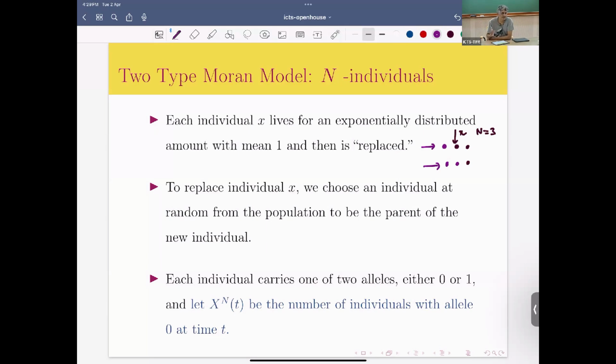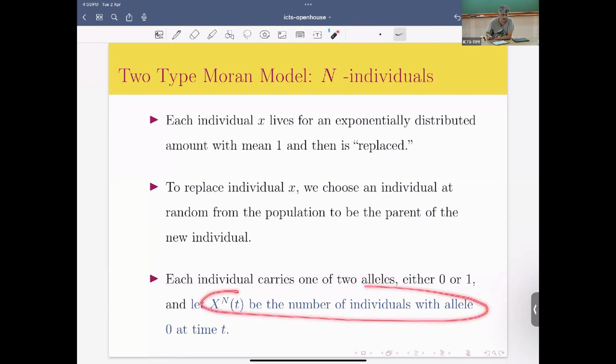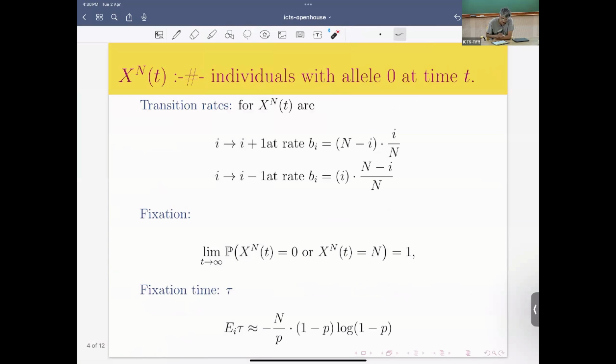So at each time your clock ticks, you look at the population and imitate somebody in the population. That's all we do. That's the simple Moran model. So what one models is the number of individuals with a certain allele, that is 0, and everybody else is 1. So you could think of it as a simple Markov chain.